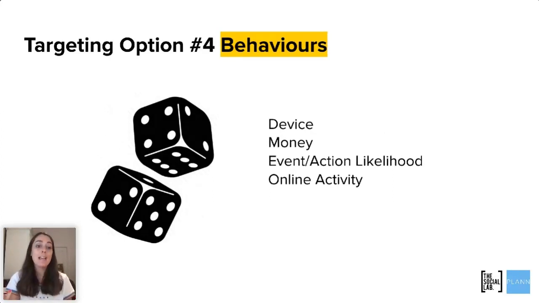So lastly, you've also got behaviors, and this is things like the device they're using, their income levels. For those in the US, you guys have way more options than those of us in Australia. So good for you. But it is about things like income levels. You've got event and action likelihood, so things like, are they engaged online shoppers? Or are they likely to upload photos to Facebook? Kind of things like that. And then you've got online activity. So are they new technology adopters? Are they Facebook page admins? Are they small business owners? Heaps of different stuff, and we'll have a look through it.